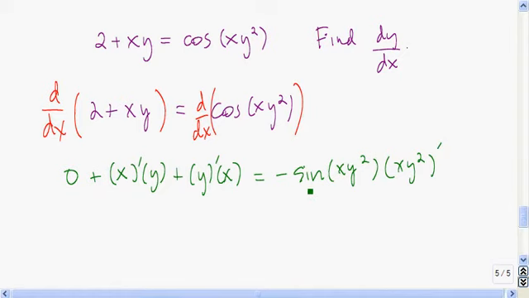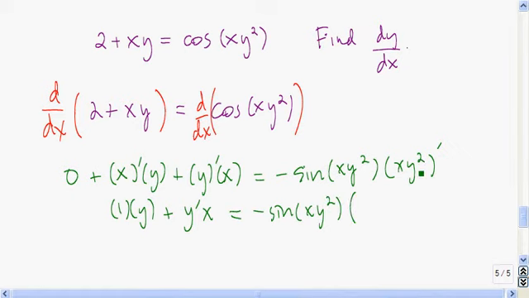Okay, so let's go back to this side. We have the derivative of x with respect to x is just 1. So we have 1 times y plus the derivative of y with respect to x is precisely dy dx, or y prime. So we have y prime times x. And that's equal to negative sine of xy squared times the derivative of xy squared.